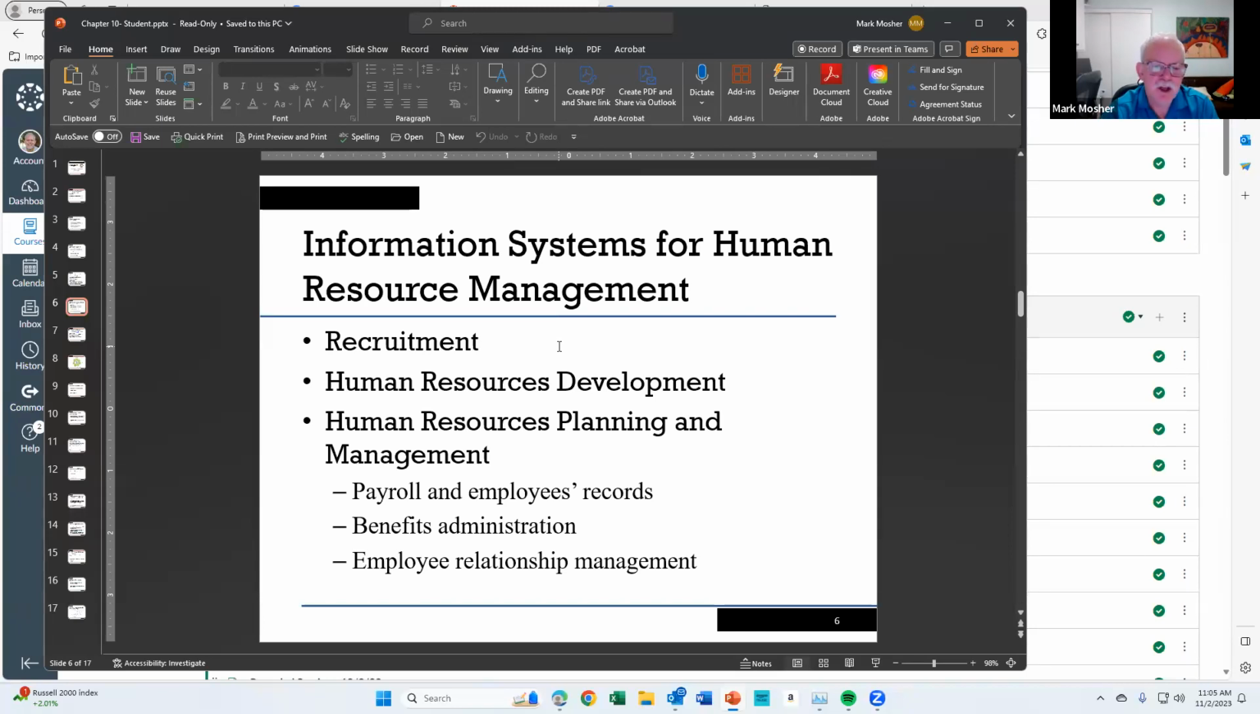And then the last one, human resources planning and payroll, and they list several things: payroll and employee records of all employees. You're going to have records of things like where they live, emergency contacts, and benefits administration, what benefits they have chosen and who their eligible dependents are on their plans. All those kinds of things go with human resources.